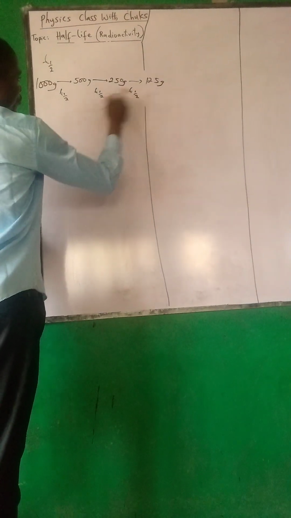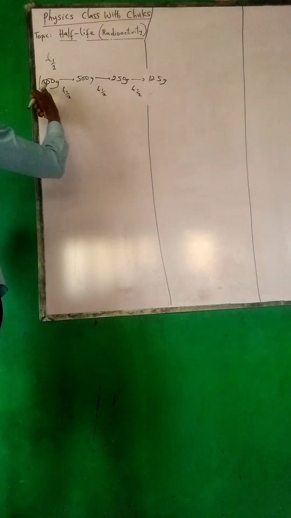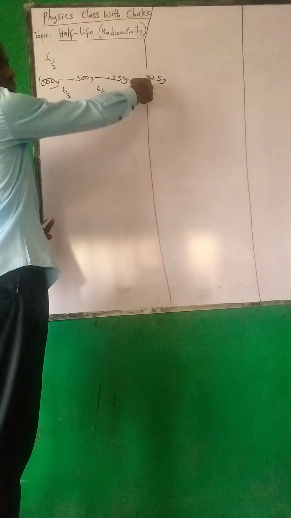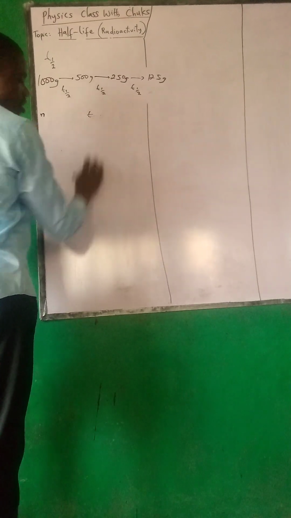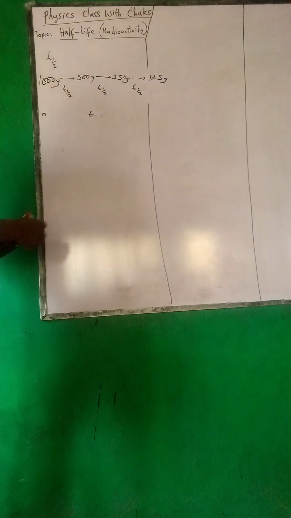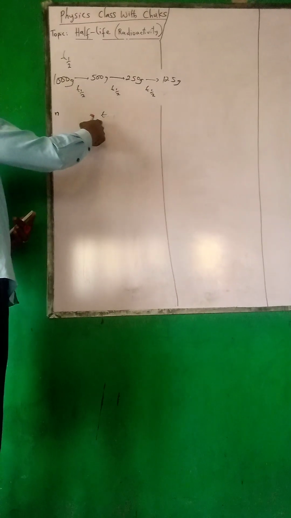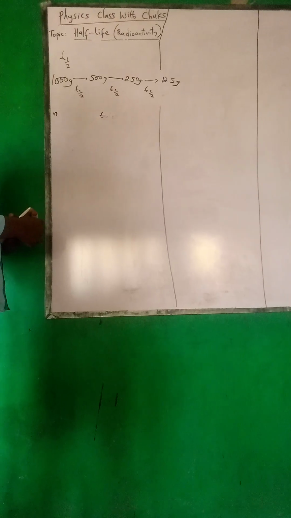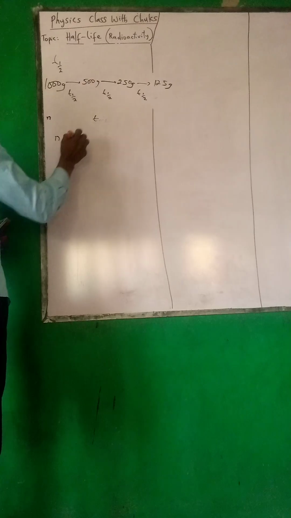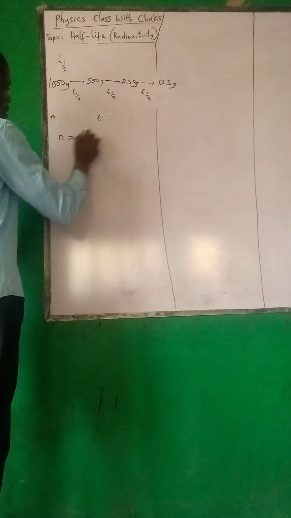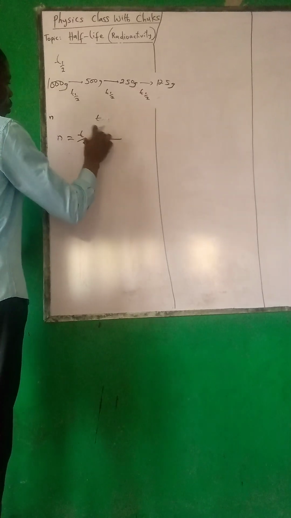Now, the number of half-lives here is represented using small n. And the total time for this thing to disintegrate to this mass is represented using small t. So there's a relationship in formula between number of half-lives, total time, and half-life itself. And this is the formula: the number of half-lives is equal to total time all over half-life.